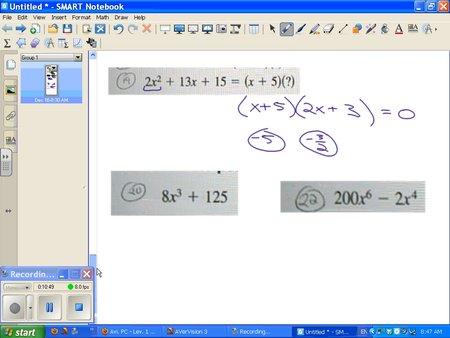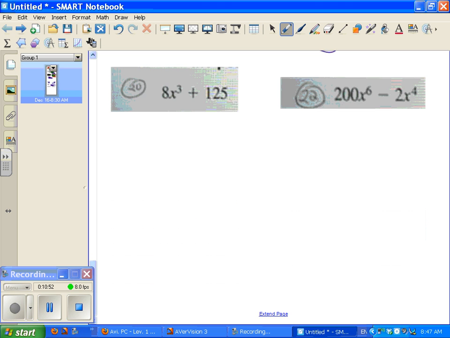All right, and 20. Anything special about those numbers? They're all perfect cubes, and it's the sum of two cubes. So I'm going to get a small set of parentheses and a big set of parentheses. It's going to be plus, minus, and plus. What goes here? 2x. How about here? 5. This one? 4x squared. This one? 10x. And this one? 25. Now, that's the factor, if that's what my directions said.